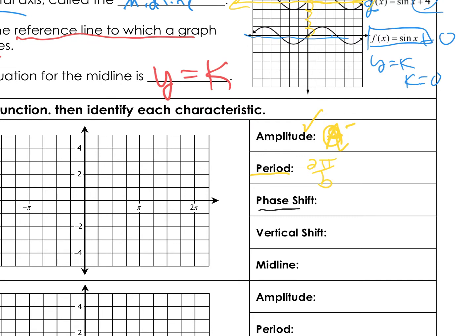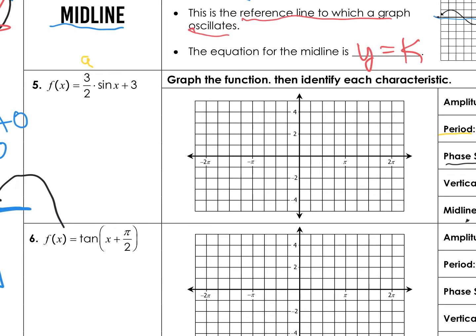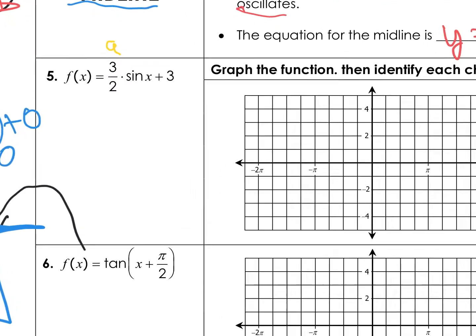Now phase shift would be how I'm moving left and right. Vertical shift would be how I'm moving up and down. New equation for midline, y equals whatever k is. So let's tear this one apart. Let's see. Yeah, they got a lot going on here.